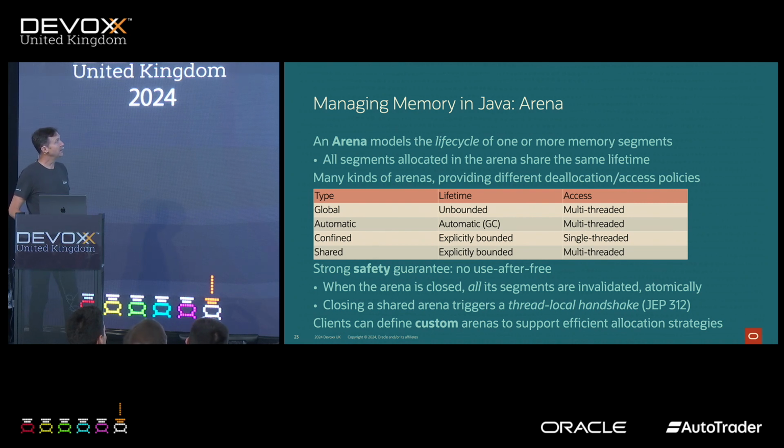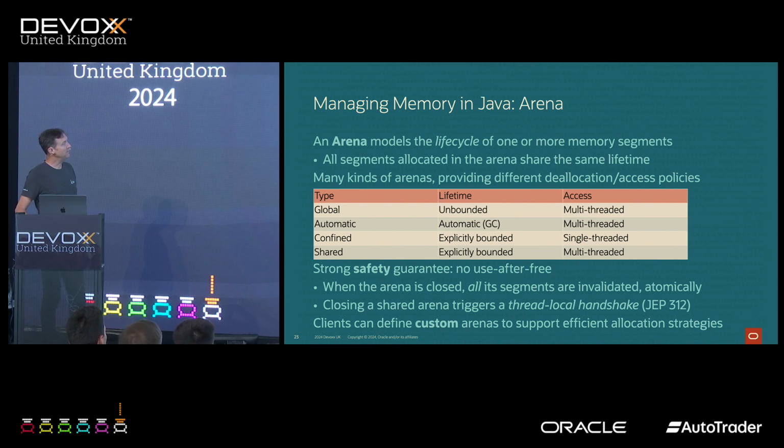So, enter arenas. Arenas model life cycles of memory segments, and there are four built-in arenas. One is called the global arena, which will always stay there. It will exist when the JVM starts up, and it will remain there for the entire duration of your process. It's good if you have, for example, a static final use of memory segments that will remain in your code forever. Then we just saw the automatic arena, which delegates to the garbage collector, and that is great if you want to do something similar to the code you already have, like a byte buffer. That is also managed by the garbage collector, but that doesn't give you predictable resource cleanup.